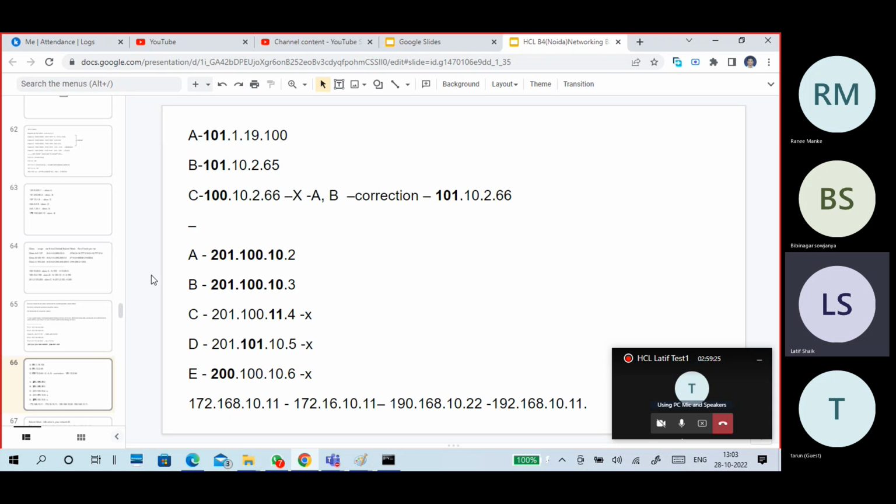So please check the IP address once you have assigned it. Try to see the IP addresses also, guys, whether it is a mobile, laptop, or anything. Please check the IP addresses.